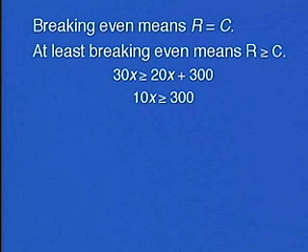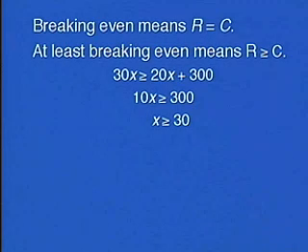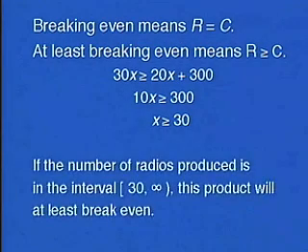Subtracting 20X from both sides gives us 10X is greater than or equal to 300. Dividing both sides by 10, or multiplying by 1/10, gives us X is greater than or equal to 30. Our solution then is the interval from 30 to infinity. Again, notice the bracket around 30 and the parenthesis around infinity.